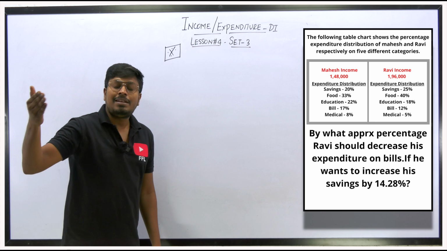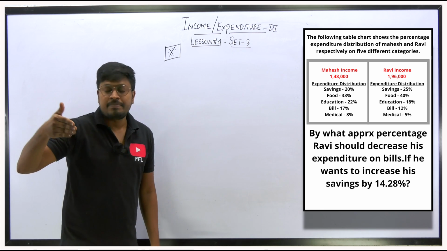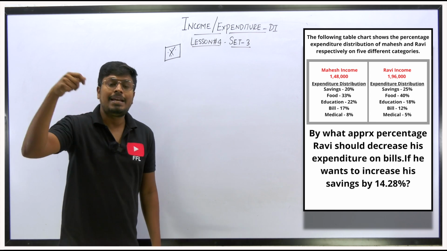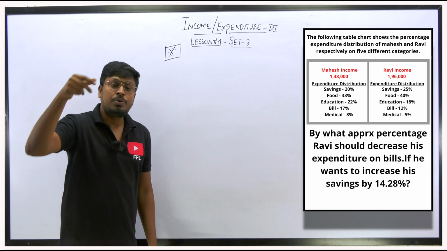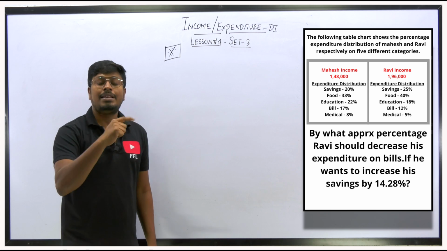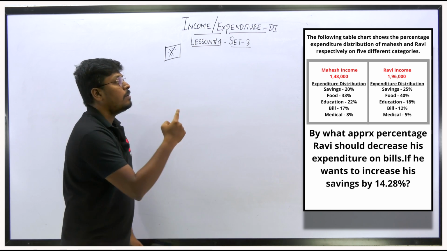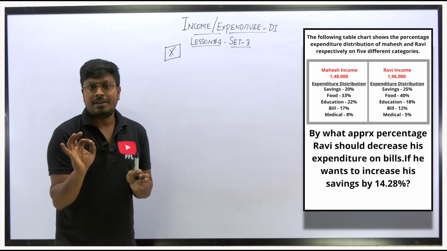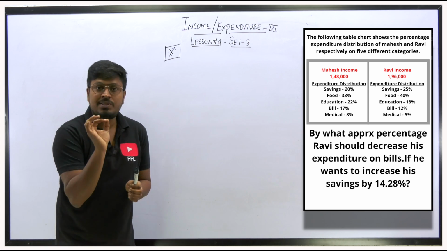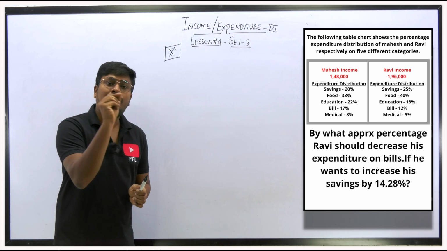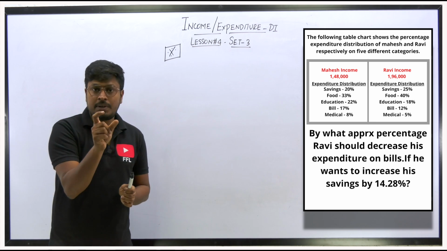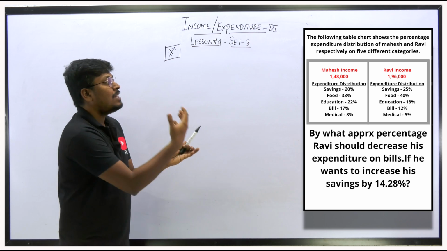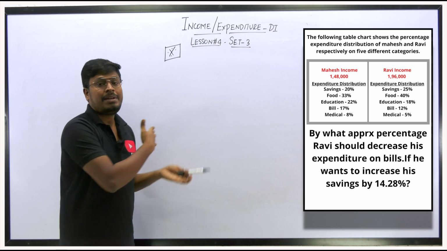Now because his expenditure on the bill is reduced, the savings will be increased. So our target is to find how much percentage expenditure on the bill should be reduced so that the savings must be increased by 14.28%. Understood or not? So first, what we can do here is find the savings of the person Ravi, and then what is the 14.28% amount. For that amount we can find the bill expenditure, and then it is easy to find how much percentage should be decreased, right?